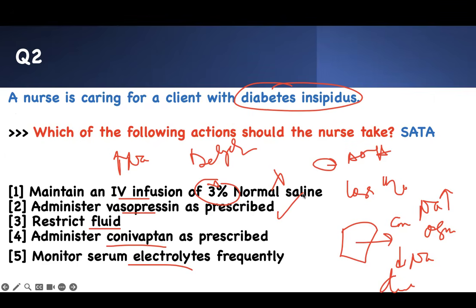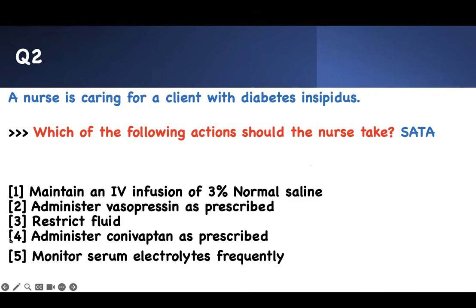Why would you restrict fluid? The patient is dehydrated. We should give them fluid. Therefore, this is wrong. Administer conivaptan. These block ADH. The patient needs ADH. Therefore, this is wrong. Monitor serum electrolytes. Of course, they are having electrolyte issues. We should monitor them. Therefore, if you pick 2 and 5, you are right.